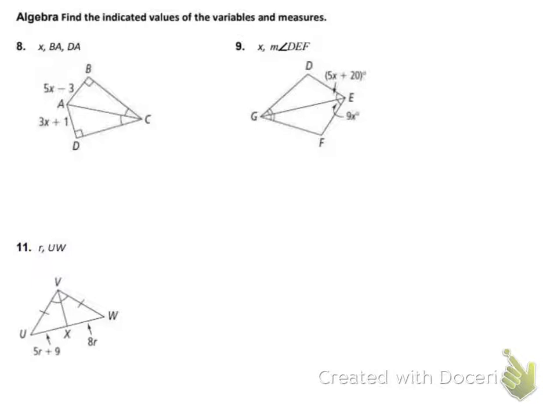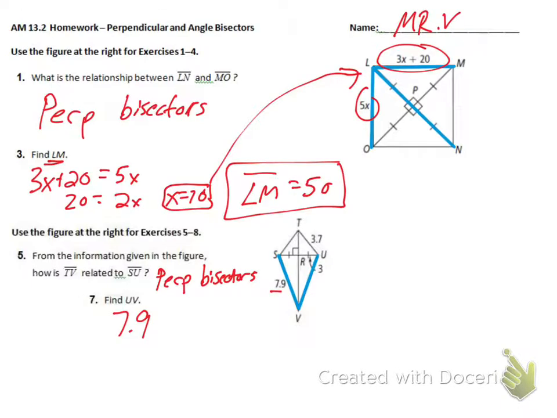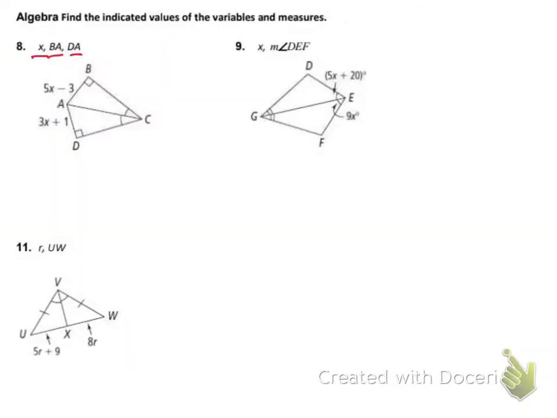All right, find the indicated values of the variables and measures. So it says I need to find x, BA, and DA. So this looks like an angle bisector right here. So on an angle bisector, I know that this and this are going to equal one another. So I'm going to set these 2 equal. So 5x minus 3 is equal to 3x plus 1. I'll get 2x is equal to 4, x is equal to 2. So that's my first one.